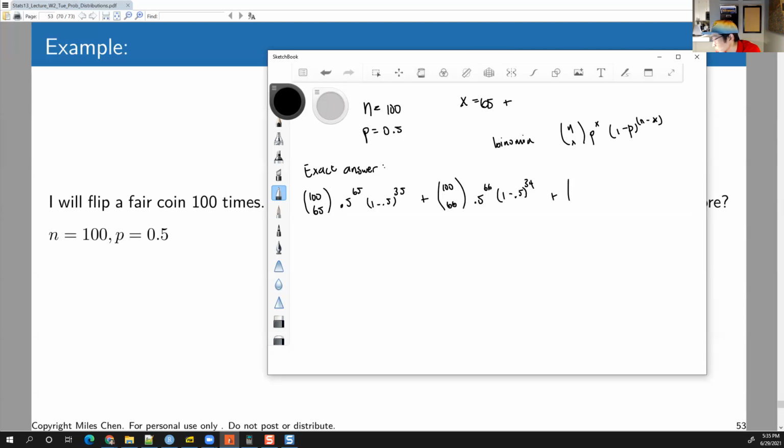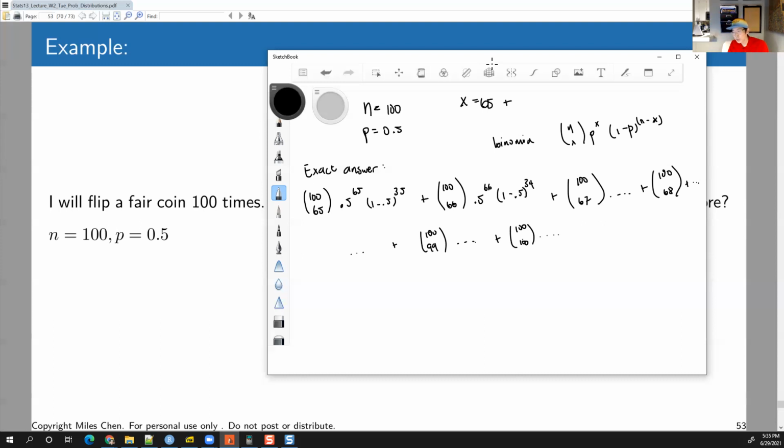plus 100 choose 67, plus 100 choose 68, all the way up to 100 choose 99 and 100 choose 100. So there's a whole bunch of these numbers to calculate. I would have like 36 of these things to crunch out, multiply, and add up. And that's just painful. Okay, so we don't want to have to do that.